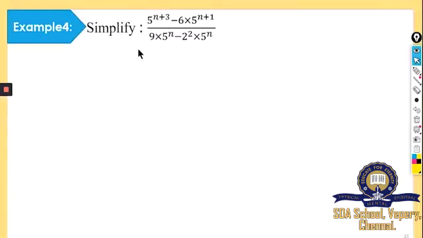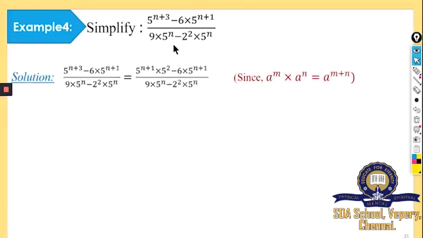The next sum is simplify 5 power n plus 3 minus 6 into 5 power n plus 1 divided by 9 into 5 power n minus 2 power 2 into 5 power n. So let us see the first step. So the given question I have written here.